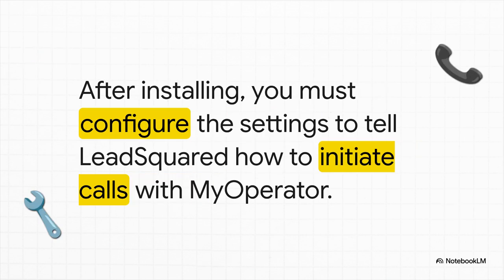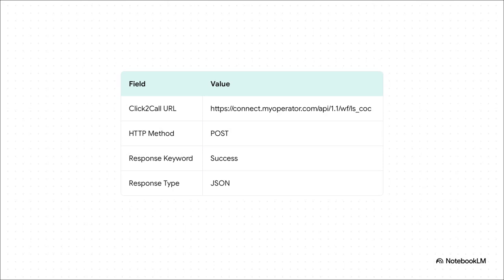Now that the connector is installed, we need to configure it. This is where we're going to tell LeadSquared exactly how to talk to MyOperator to actually start a call. Now, this part is super important. You'll need to enter these values exactly as you see them on the screen. For the click-to-call URL, use this specific MyOperator link right here. The HTTP method needs to be POST, the response keyword is success, and the response type is JSON. Just take a moment to double-check these. Getting them right is the key to making the whole thing work.